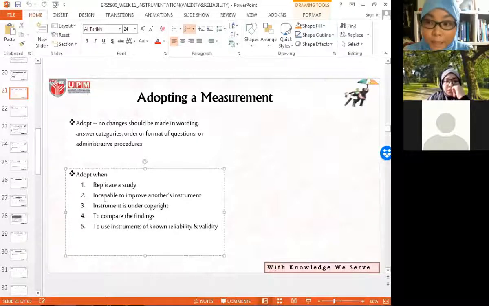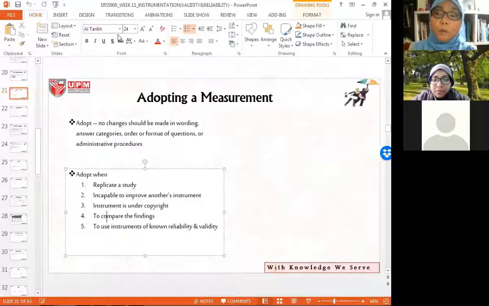Okay, you do not change anything, but the main purpose is you want to compare the results for these two instruments. For example, you want to measure leadership among women, but you have two different instruments developed by different scholars. Okay, you use the instruments among similar respondents, but the result you want to compare is which one is better.